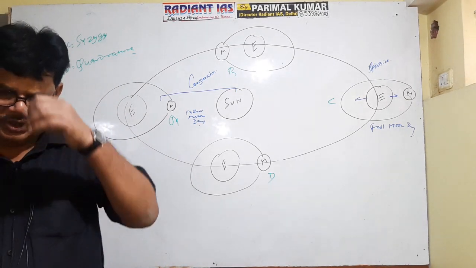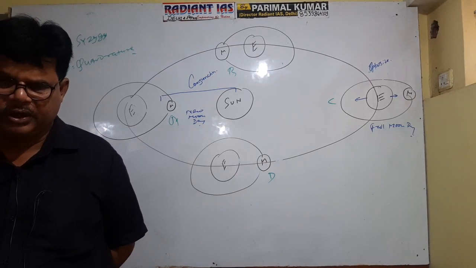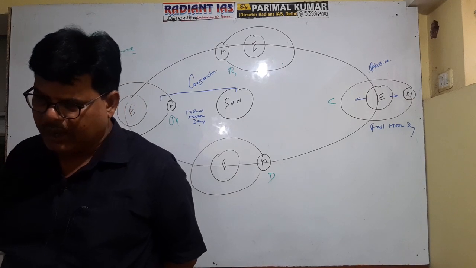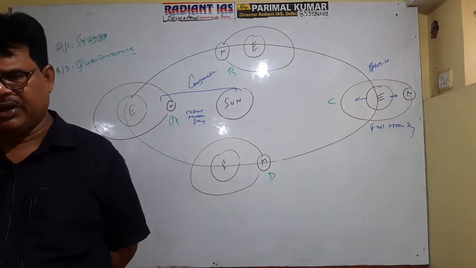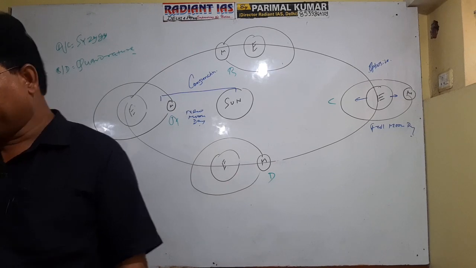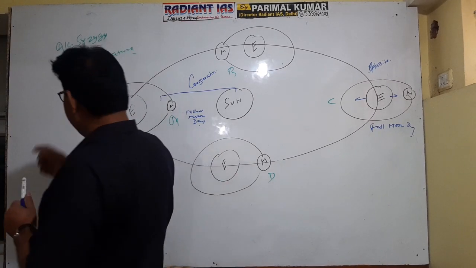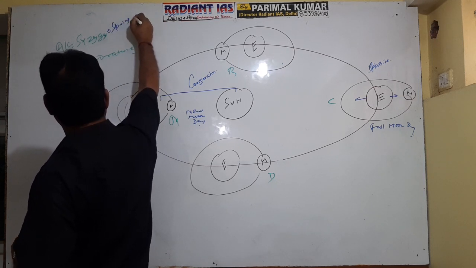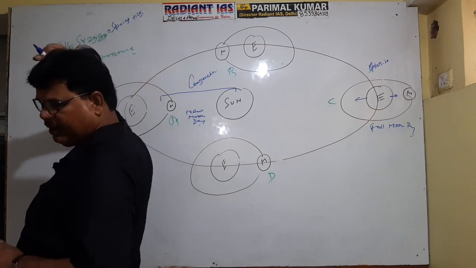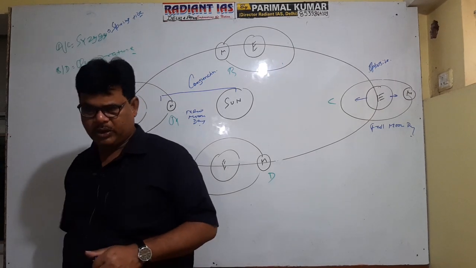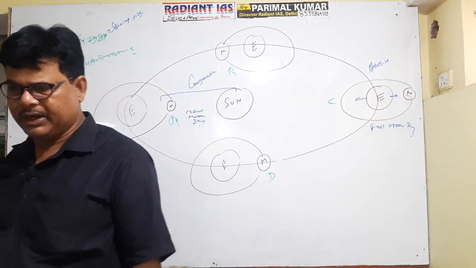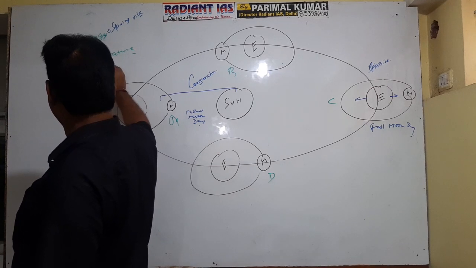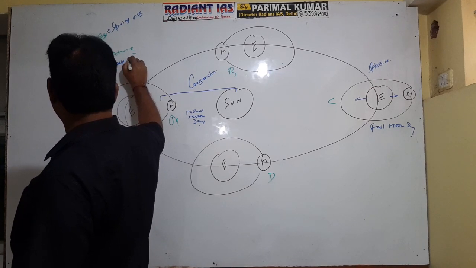So during syzygy, that is, during new moon day and full moon day, or during conjunction and opposition, the height of the tide will be maximum, and it is referred to as a spring tide. It means in the positions of A and C, the tide will be referred to as a spring tide, SPRING. Whereas in case of quadrature, the height of the tide will be low, and it is referred to as a neap tide, NEAP.